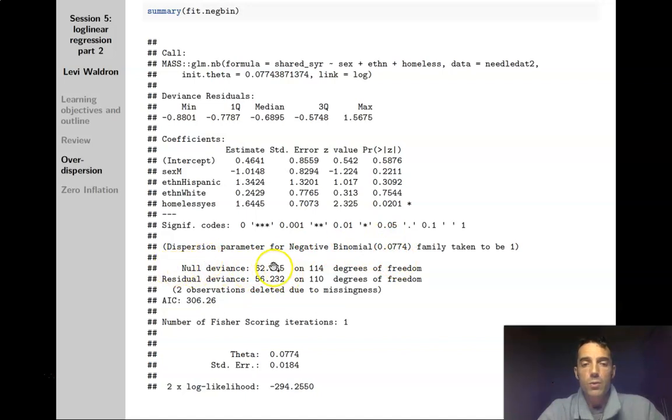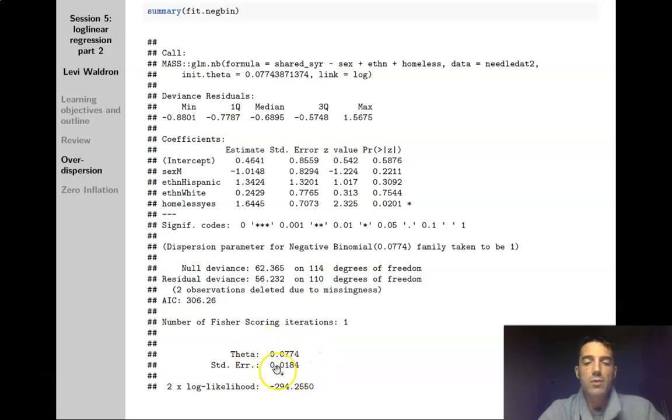The rest, so we have the null deviance, that would be the deviance from the intercept only model, residual deviance from the full model, with 4 fewer degrees of freedom because we fit 4 additional coefficients in addition to the intercept, and an Akaike information criterion value. And then this is something that is different from the Poisson fit that we had. We have also this value for theta. That's that over dispersion parameter, remember? Along with a standard error for it.